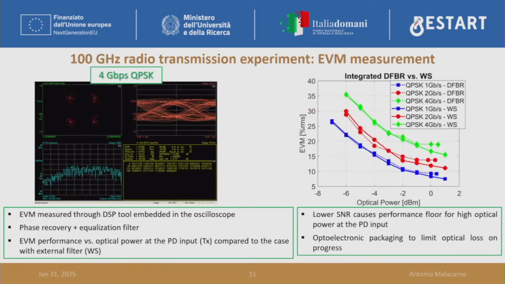So here you can see the error vector magnitude measurements on the right, and the reconstructed constellation for 4 gigabit per second QPSK. You can see in the legends, the cases where DFBR is written indicate the use of the integrated filter on the chip. The cases where WS is written indicate the use of an external wave shaper filter for selecting the harmonics of the comb. So you can see comparable results up to very high power.